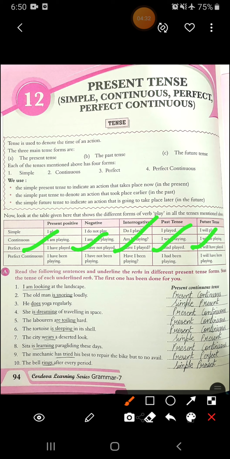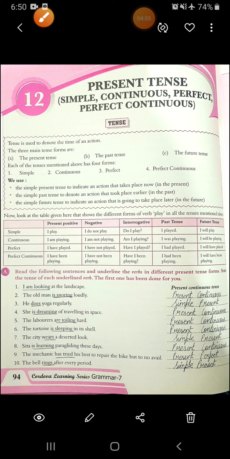Okay. Now see the last one, that is perfect continuous tense. Perfect, that is perfect plus continuous. So we will use things that we have used in perfect and in continuous, that is I have been playing. In negative, I have not been playing. Interrogative, have I been playing? Past tense, I had been playing. And future tense, I will have been playing. So these are the forms that we use here.